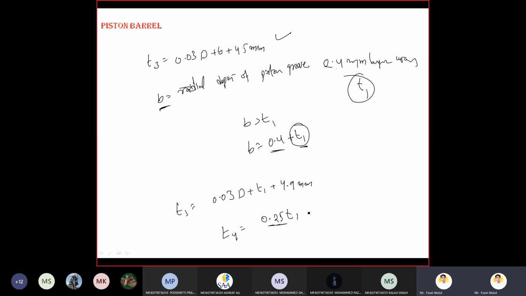It is measured in mm. So for the T3 value, we have two relations. Either with this value or with this value we can calculate the T3 value.